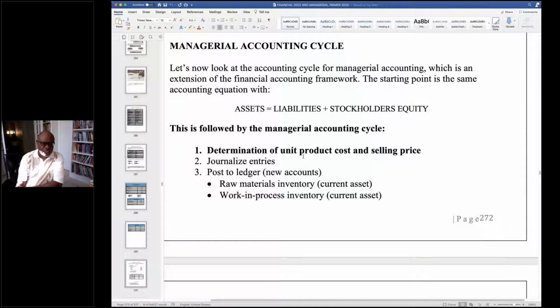And I gave you a template and some things to work with. Are there any questions on determination of unit product cost and selling price? Can everyone do that? Okay.